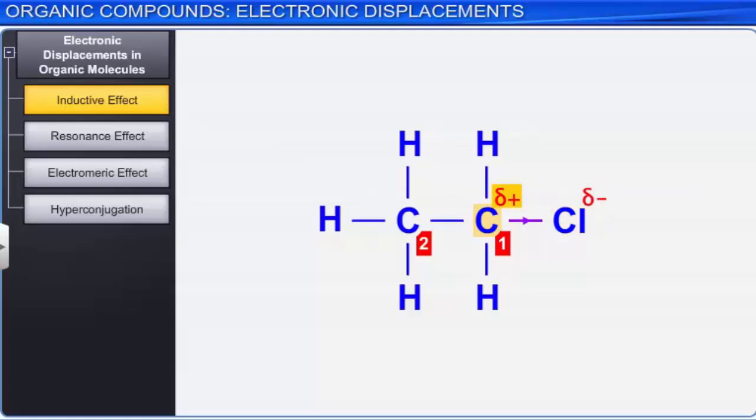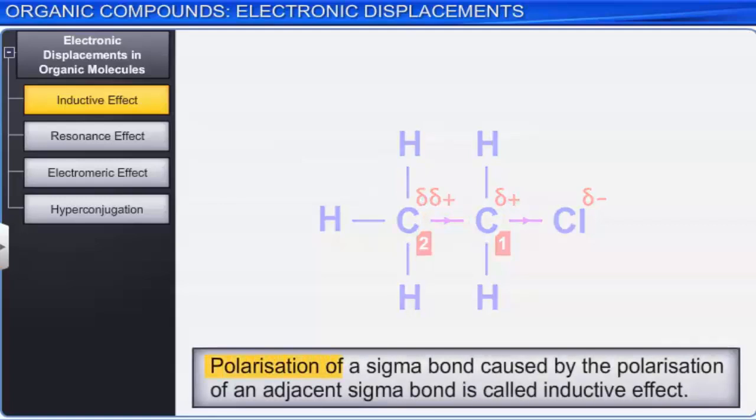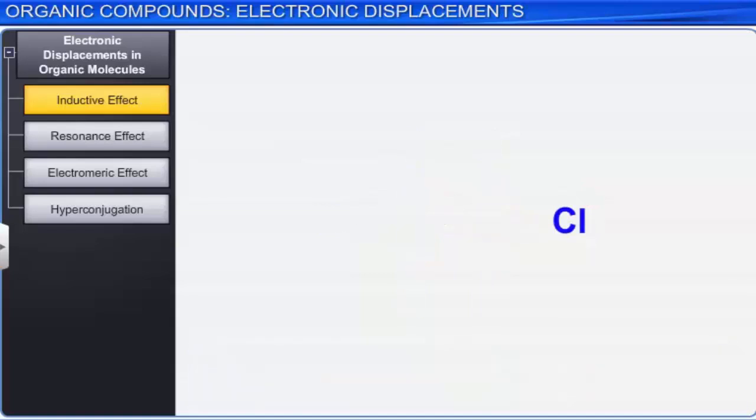The partial positive charge on C1 draws some electron density towards itself from the adjacent carbon-carbon bond. This causes C2 to acquire a small positive charge. The delta plus represents a relatively smaller positive charge as compared to that on carbon 1. Thus, carbon-chlorine bond induces polarity in the adjacent bonds. Such polarization of a sigma bond caused by the polarization of an adjacent sigma bond is called inductive effect. Inductive effect decreases as the distance from the source atoms increases.